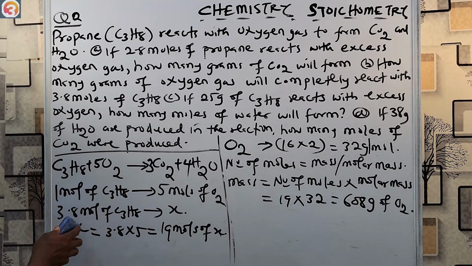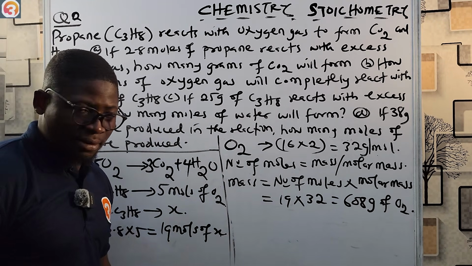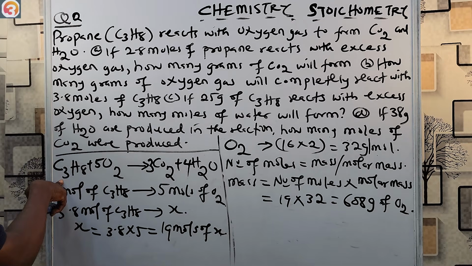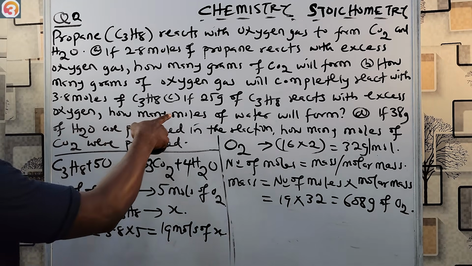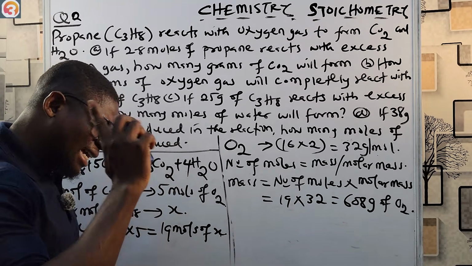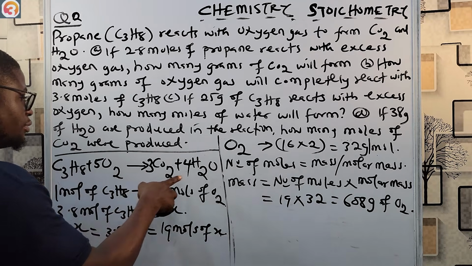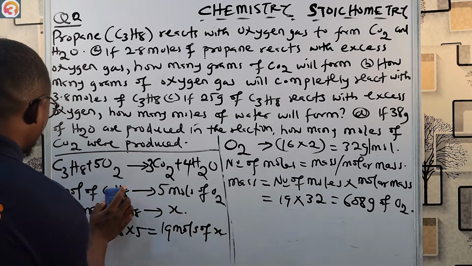So the third question says that if 25 grams of C3H8 reacts with excess oxygen, how many moles of water will form? So we are comparing what? This and this. Always first of all understand what and what you are comparing. I'm comparing C3H8 and 4H2O. Okay, that's what we are comparing.